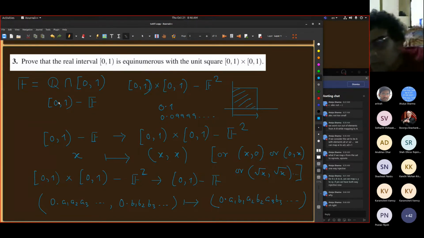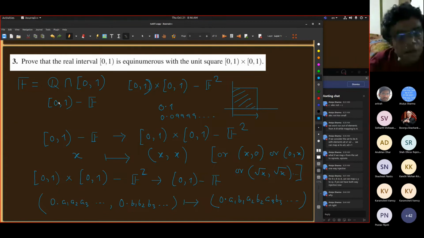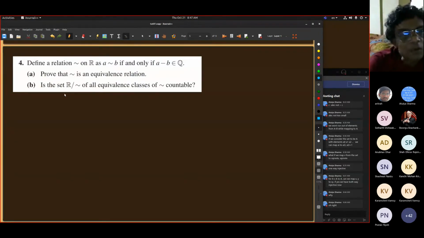Okay, so fine. 8:47. I do not have enough time, so I think the first part is covered in some earlier tutorial. So define a relation on the set of real numbers: A and B are related if and only if they differ by a rational number. Prove that first, this is an equivalence relation. And this is, as far as I remember, done. But anyway, this is a routine check.